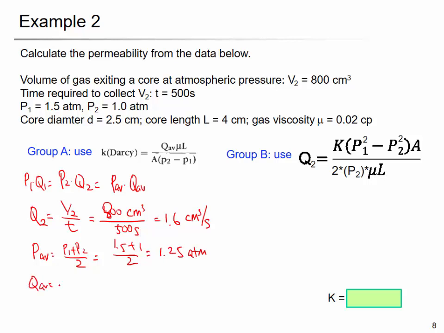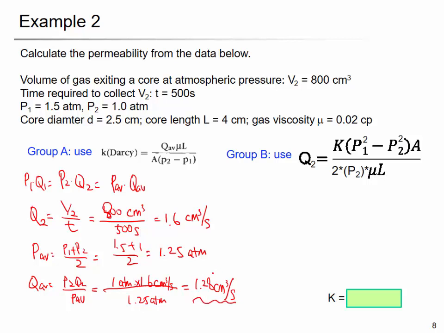Right? So then QAV is Q2 times P2 over PAV, the average pressure. So 1 atm times 1.6 over 1.25 atm. Then you have some number, right? What is the average flow rate? If you have a calculator, 1.6 over 1.25, okay, 1.28 cubic centimeters per second.